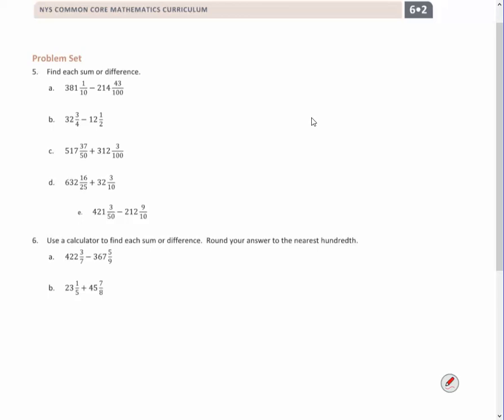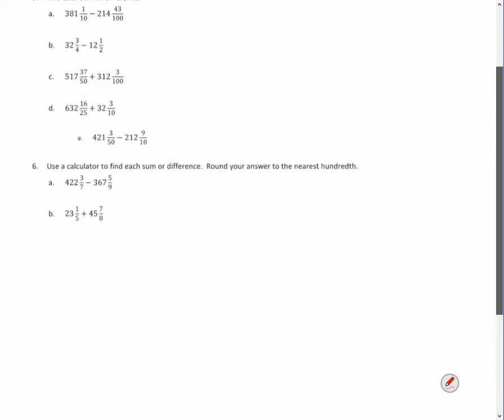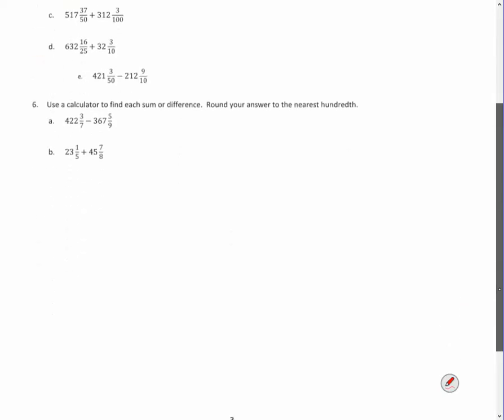Now, number 6 says use a calculator to find each sum or difference and round your answer to the nearest hundredth. So we've talked about this. If you need to round, so be it. All right, so you can have the rest of class, if there's anything left, to do page 3 for homework. Actually, in your book, it's not page 3. In your book, it is page 4. So page 4 is the homework for this evening.